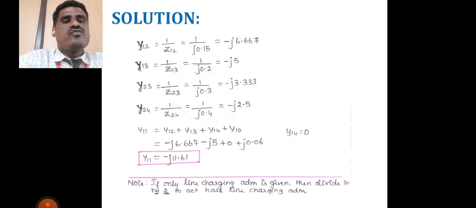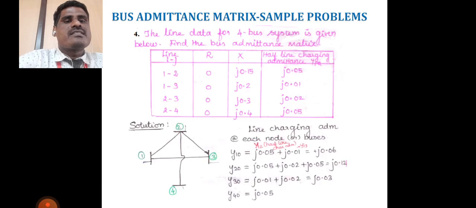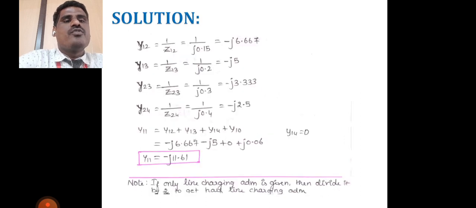Next y24. y24 means line 2 to 4, whose reactance value is j 0.4. So, 1 by j 0.4 equal to minus j 2.5. So, apart from the diagonal elements, we can calculate the remaining values in the 4 cross 4 matrix: y12, y13, y23 and y24. Next we can calculate the diagonal elements.